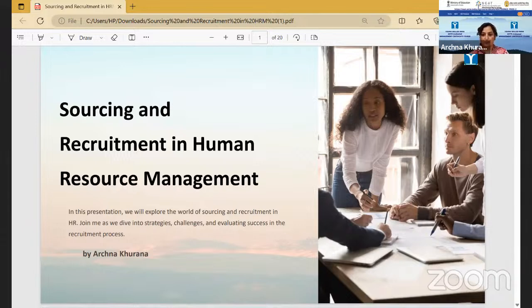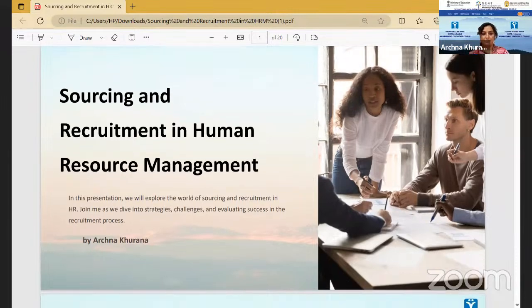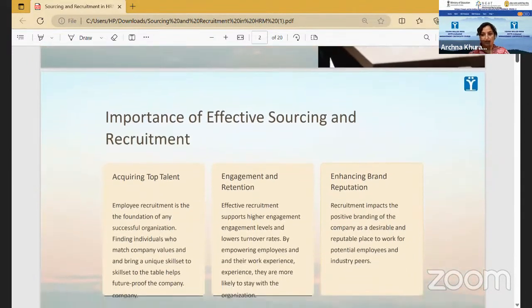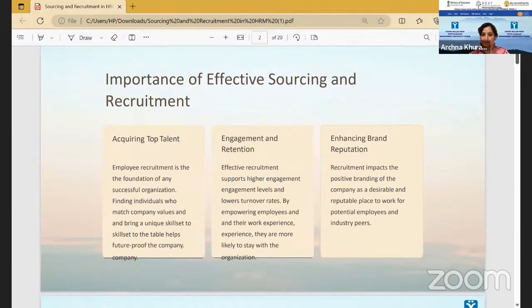Any one of these terms can be used interchangeably, a lot of jargon, but sourcing and recruitment, or sourcing and hiring, are the most important for any organization to have. So now, what is the importance of effective sourcing and recruitment?